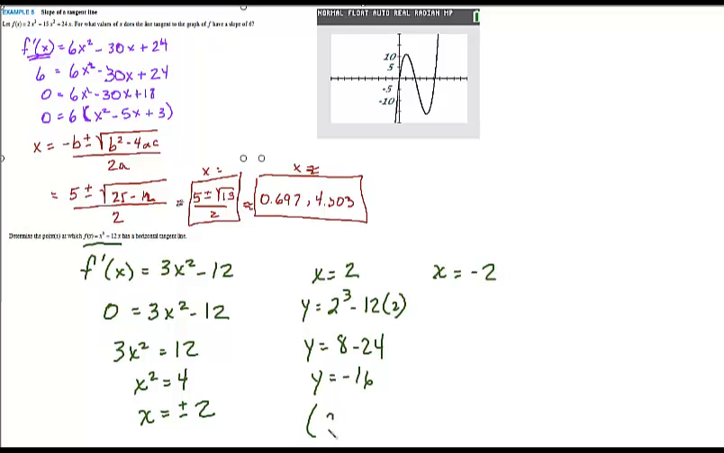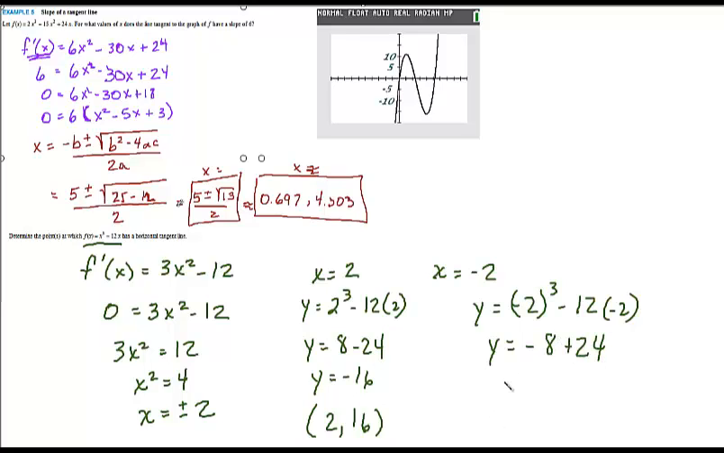Therefore, this point is 2, negative 16. The other one, x equals negative 2 quantity cubed minus 12 times negative 2. Y would be equal to negative 8 plus 24. And y is, in this case, a positive 16. Alright, makes sense that it's symmetric. Negative 2, 16 would be your point for this one.